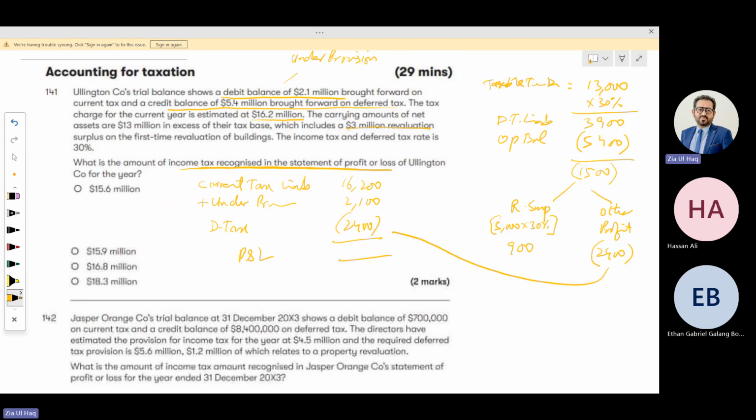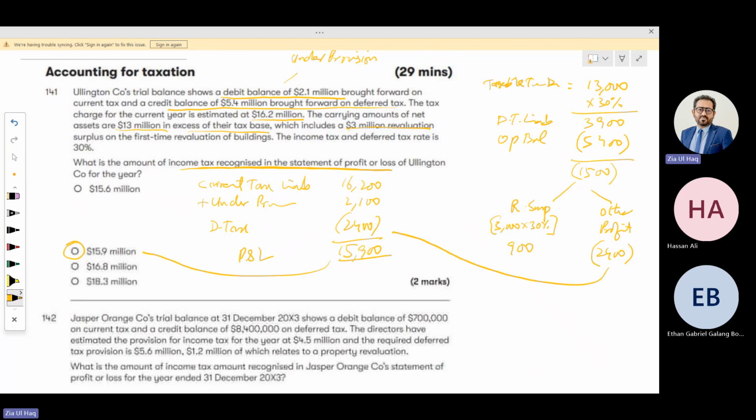15.9. How did I get this 13,000? This 13 million is the taxable temporary difference. The carrying amount of net assets is 13 million in excess of their tax base. Carrying amount minus tax base is equal to 13,000 positive. So the option is 15.9, option B.